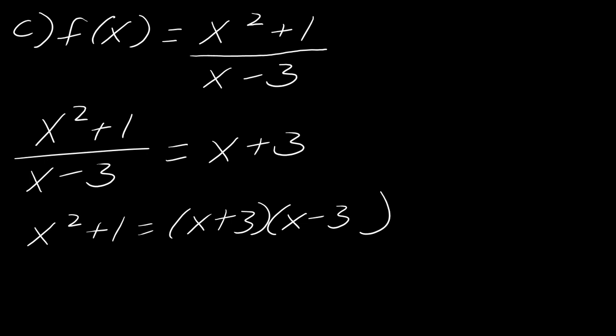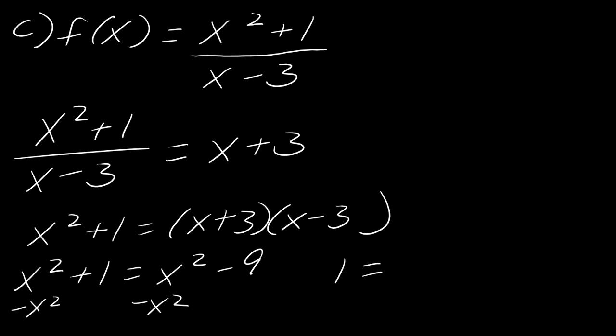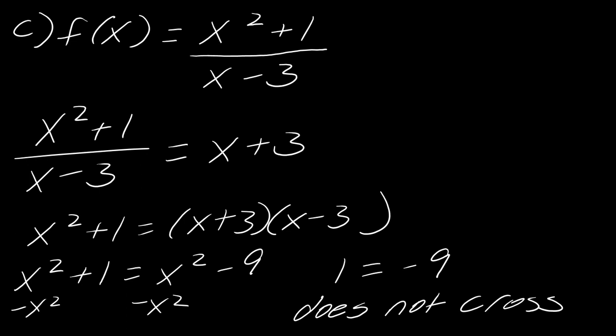And so where do you go from here? Well, you might as well multiply these together, right? So just multiply and see what you get. So I've got x squared plus 1 equals x squared, x squared minus, not minus 3, minus 9. So plus 3x minus 3x minus 9, so the x's will drop out. Okay, so then I can subtract off the x squareds, and now I've got 1 equals negative 9. This again does not make any sense, so we say this does not cross.